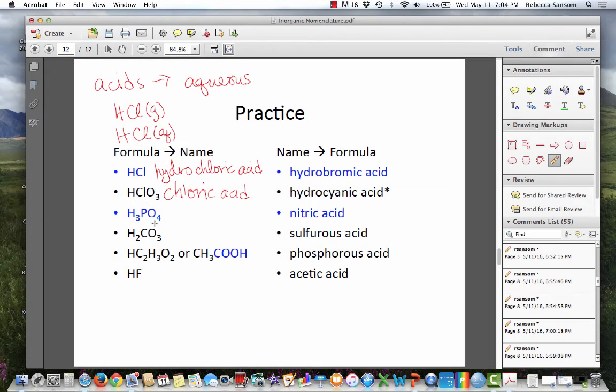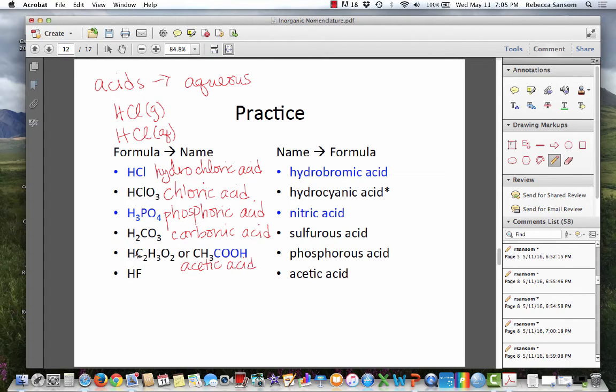H3PO4. PO4 is the phosphate polyatomic ion. So this is going to be phosphoric acid. H2CO3, this is carbonate. That's going to be carbonic acid. This is acetic acid because I have the acetate ion.